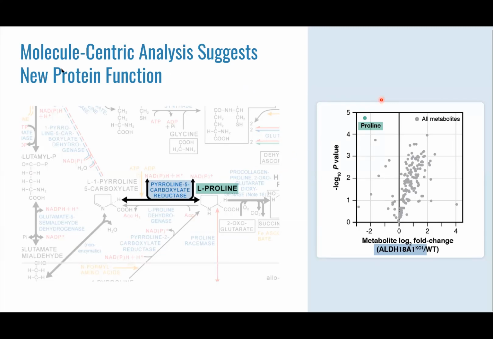So here's an interesting example of this pathway. So here's this pathway from one of these pathway maps, and what we can see here is that this particular gene, ALDH18A, which is this guy, catalyzes the production of proline. And now this plot shows us the abundance of metabolites if I knock out that particular protein in comparison to wild type. And what you can see here is that proline is down-regulated here.